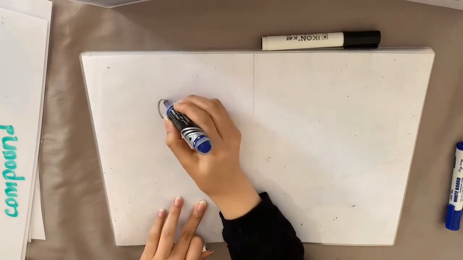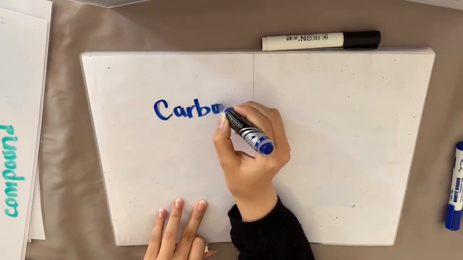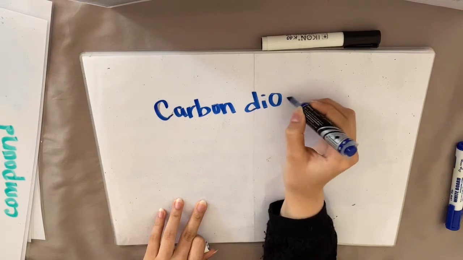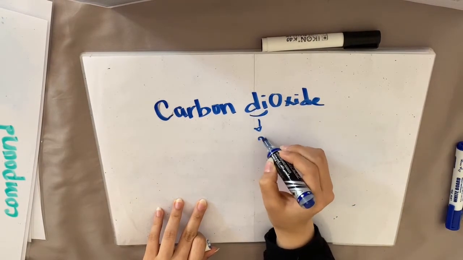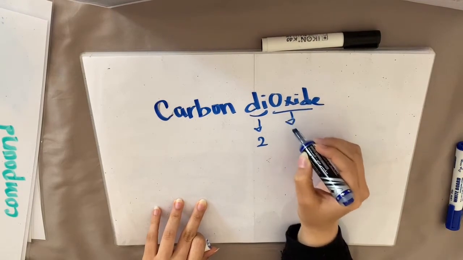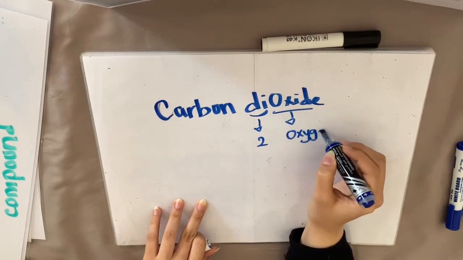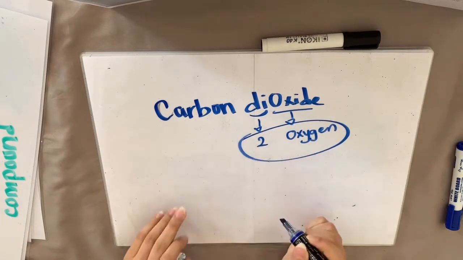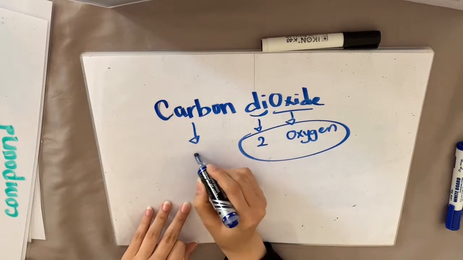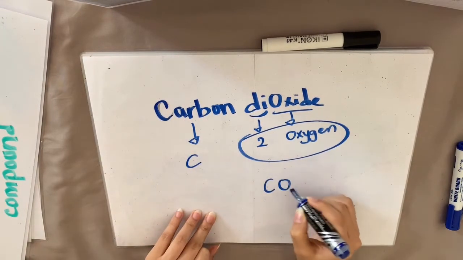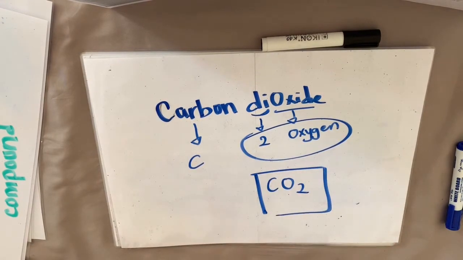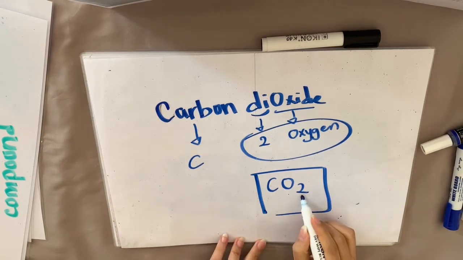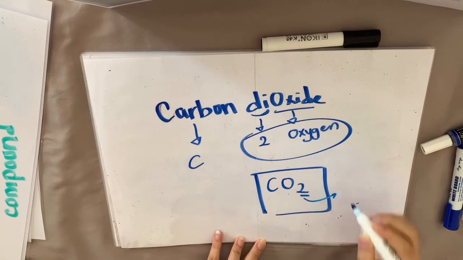We have carbon dioxide. We agreed that di means two and oxide comes from oxygen. So here it's telling us we have two oxygen and one carbon. So we have CO2. This is our chemical formula for carbon dioxide. Let's take a deeper look.